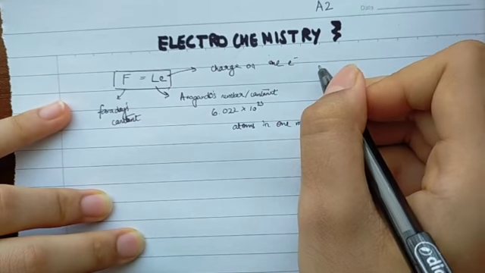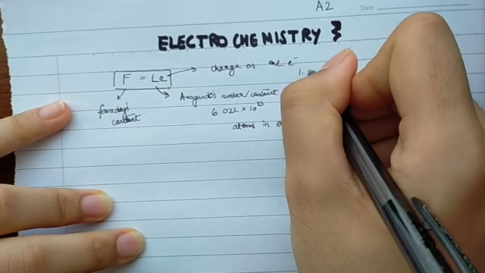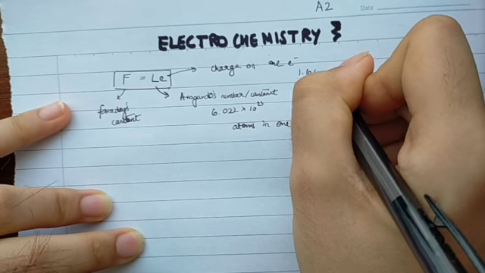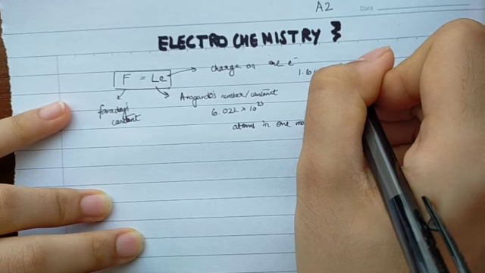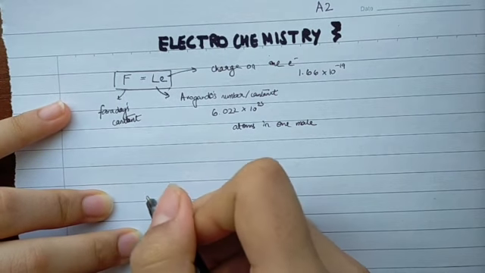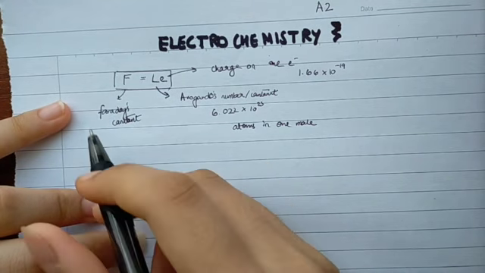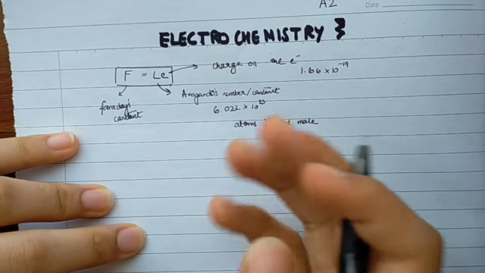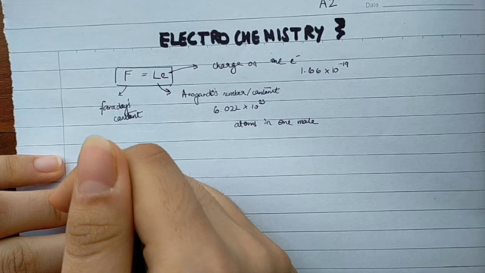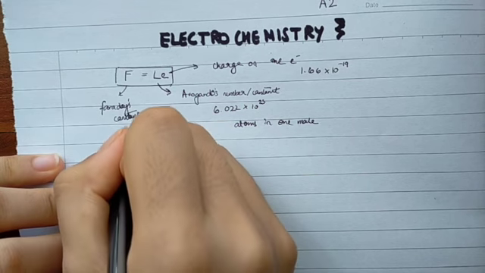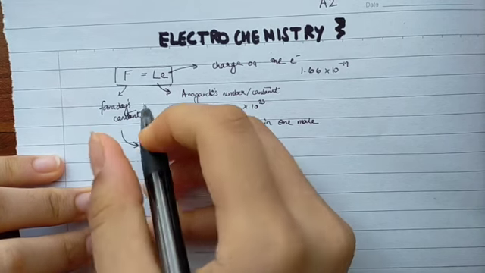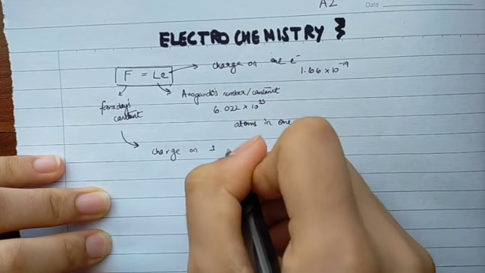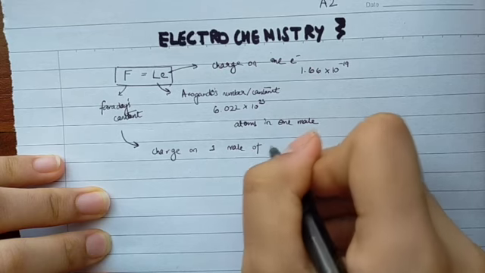And if you study physics, then you're also familiar with this. It's 1.66 times 10 to the minus 19. So we have this equation. Now, what does this even mean? So Faraday's constant is the charge on 1 mole of electrons.